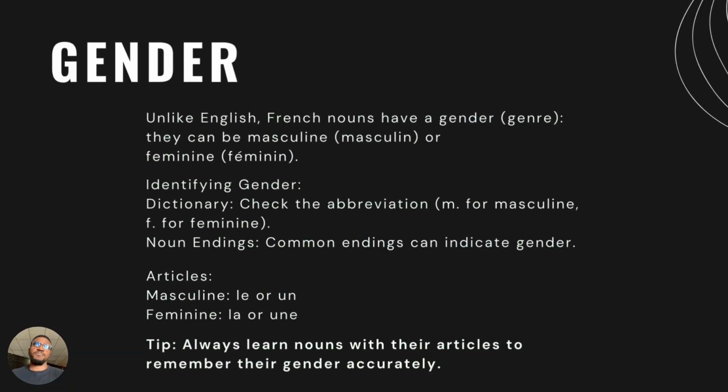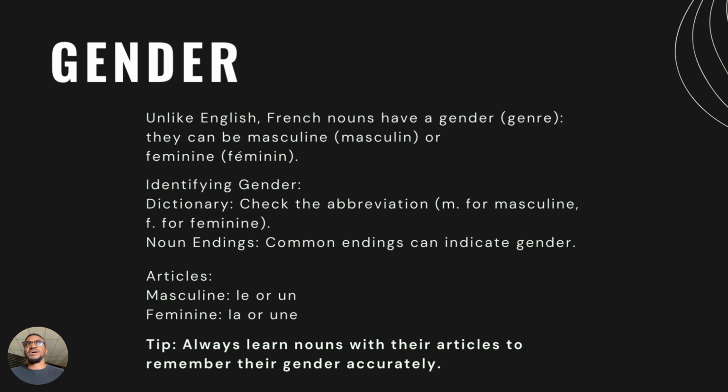So the main thing about gender: unlike English, French has gender, because nouns can either be masculine or feminine, and there are different ways you can identify it. First one is a dictionary. If you check the dictionary for French nouns, they have an M for masculine or F for feminine. It's already telling you the gender. Another one you can use is the endings of the noun. Those common endings do actually indicate gender.